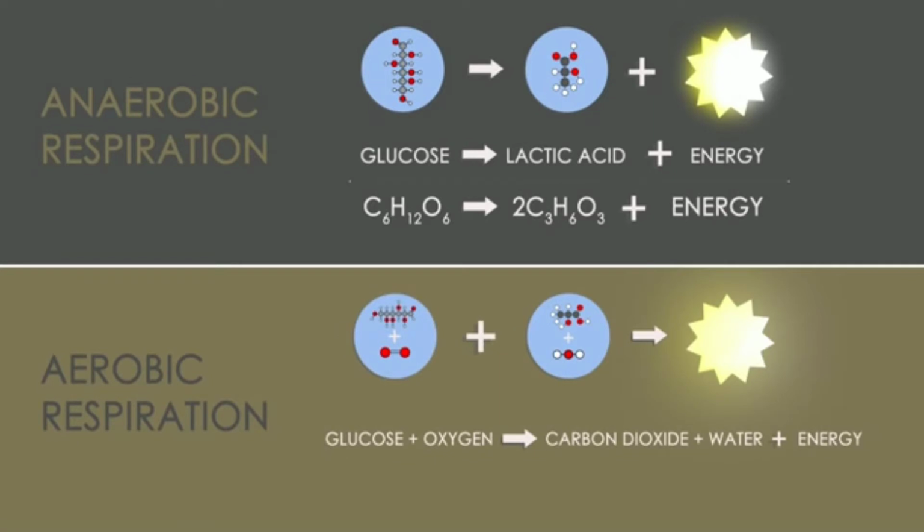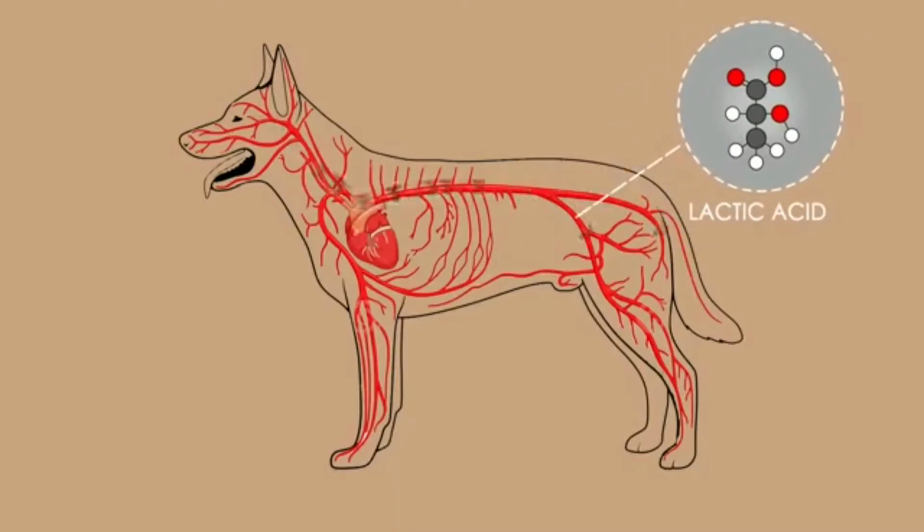There is no oxygen involved in anaerobic respiration. It is much less efficient than aerobic respiration, and much less energy is released. This is because the glucose is only partially broken down. Another problem is that lactic acid is produced.